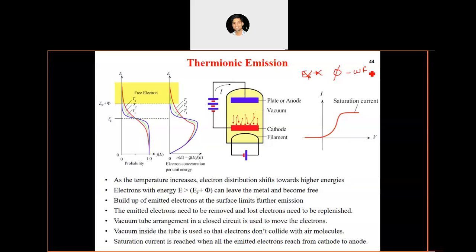So if we provide enough energy to the electrons, which is greater than or equal to the work function of the material, this electron can leave the material, right? Basically, it will become free, isn't it? So as the temperature increases, some of the electrons will gain enough energy to exceed the work function of the material, and then they will leave the material and become free. Basically, their energy will be zero outside the material.